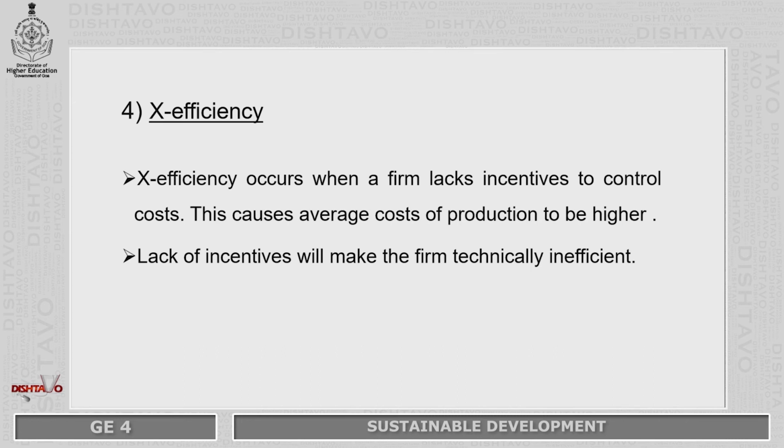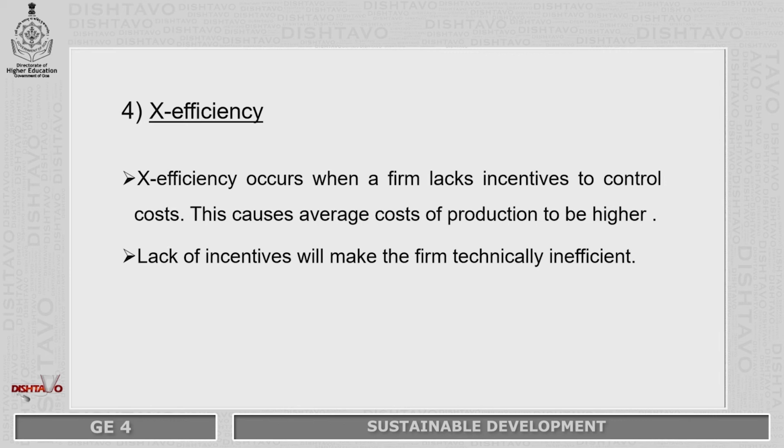Now, X efficiency. X efficiency occurs when a firm lacks incentives to control cost. This causes average cost to be higher, much higher. Lack of incentives will make the firm technically inefficient. Now, what is this lack of incentives?